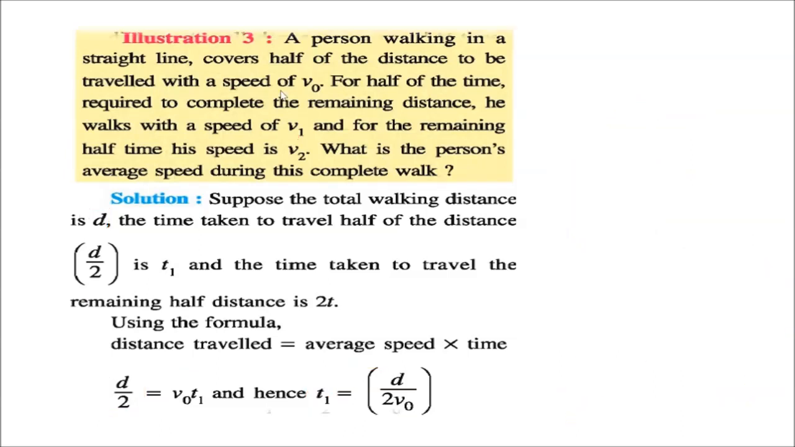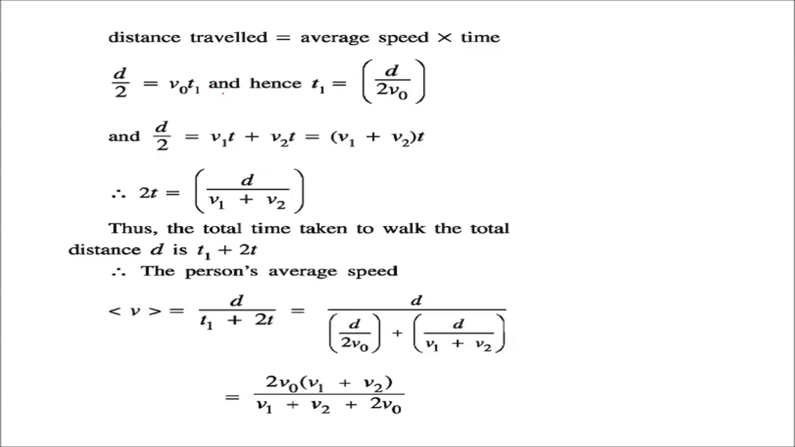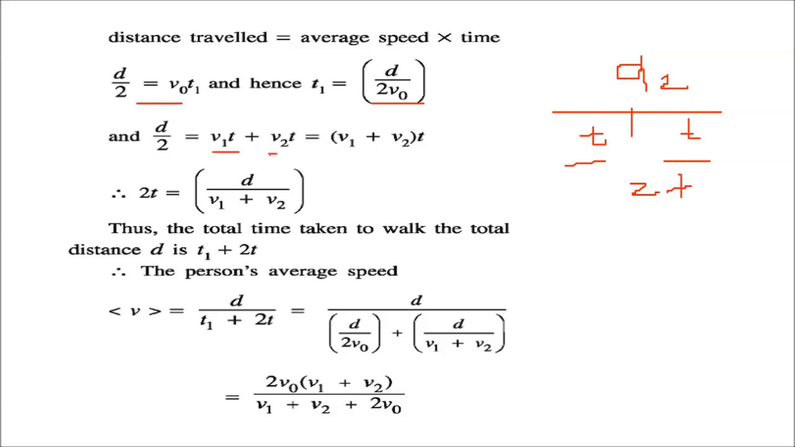Now let us go to the next half. Total d by 2 is covered in how much? We say that this is 2t. Why do we take 2t? Let us take this as t, and this as t. For the computation, d by 2 will be v1 into t plus v2 into t, so this will be v1 plus v2 into t. So 2t will come here and v1 plus v2 will go down. So 2t is d by v1 plus v2.